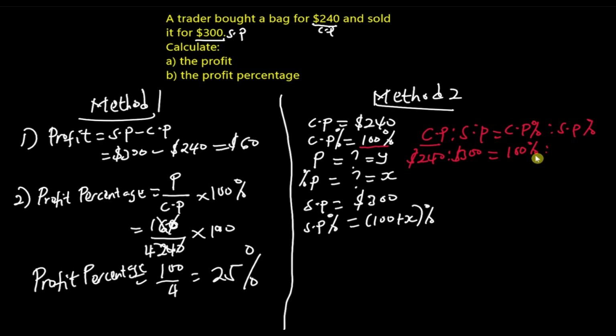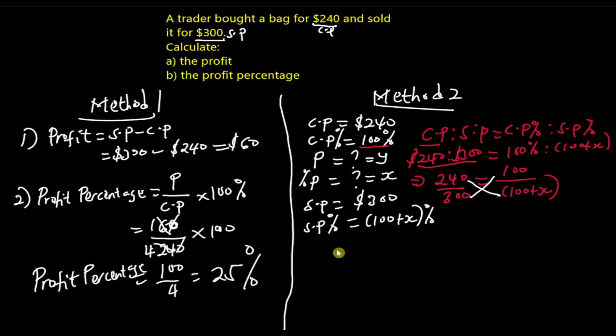Is 100 plus the profit percent, which I made it as x. Now we can convert these ratios into fractions. Now 240 to 300 is the same as 240 over 300, which is equal to 100 over 100 plus x. Now over here we can do cross multiplication, so 100 times 300 and then 240 times this.